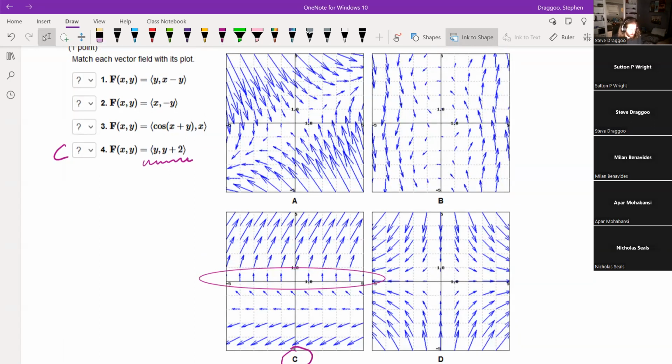What's another good one to look at? How about number 2? Just x, negative y. I know that xy is going to look like a whole bunch of points that all point radially outward from the origin. But with this one, where I've got x, negative y, it'll have a kind of similar style of pattern that shows up, but not exactly that.